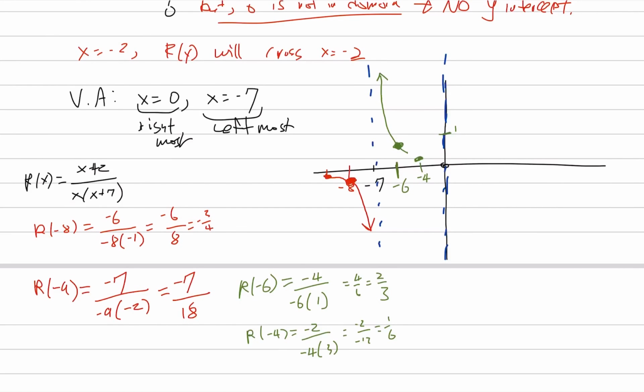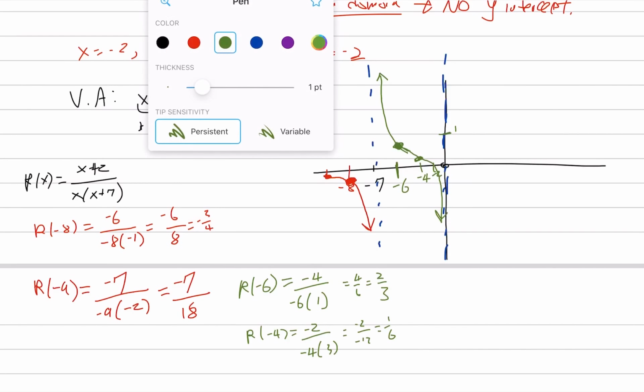We also established earlier that at negative 2 it will cross. So it will also cross and it will go towards negative infinity on the left side of 1. Oh, sorry, 0. Left side of x equals 0. Okay, so then let's look at this side.